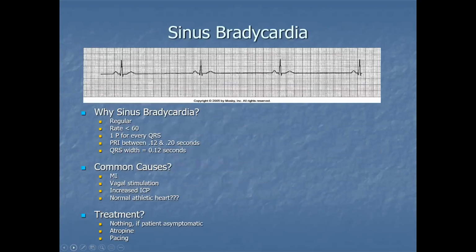Sinus bradycardia. I'm not going to read this, but why is it bradycardia? It's less than 60. That's the bad news, kind of, sort of. But you do have one P wave for each QRS. The PR interval looks good, and the QRS width looks good as well.